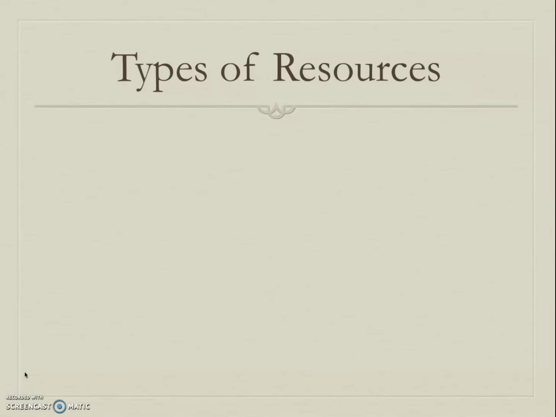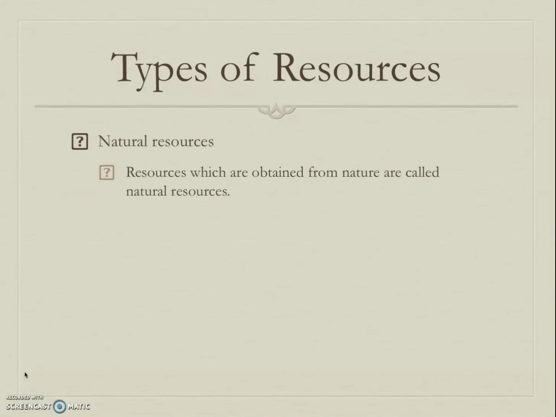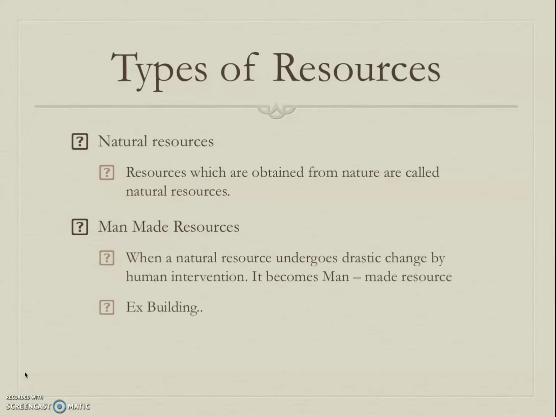Next we are going to see the types of resources. In this we have two kinds. First is natural resources: resources which are obtained from nature are called natural resources. Second is man-made resources. That means when a natural resource undergoes drastic changes by human intervention, it becomes a man-made resource. For example, a building. A building is made by man for man's use, isn't it? So that is called a man-made resource.